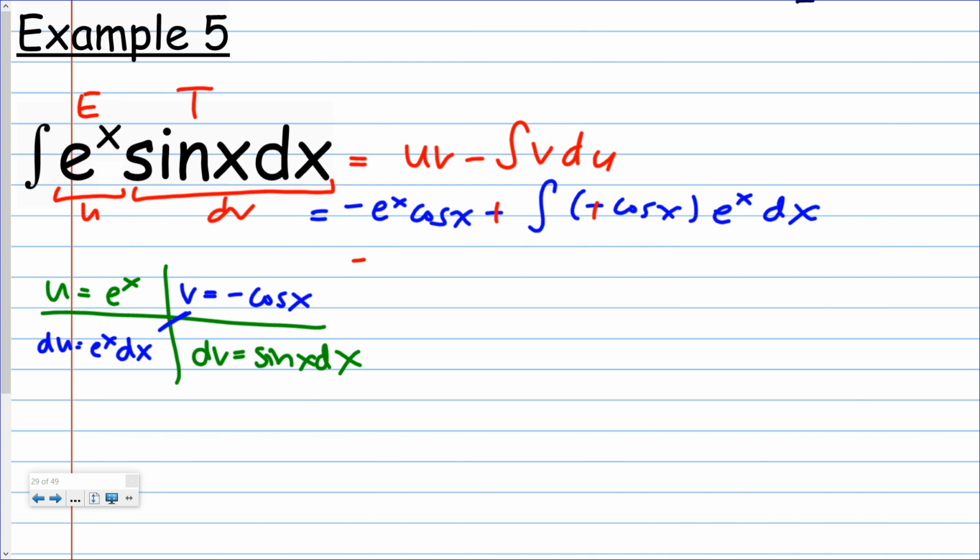Right? And so the problem is negative e^x cosine x plus, and I'm going to switch this e^x, because this is an e and this is a t, right? So I'm going to switch it, e^x cosine x dx. I'm just rewriting the problem, really.